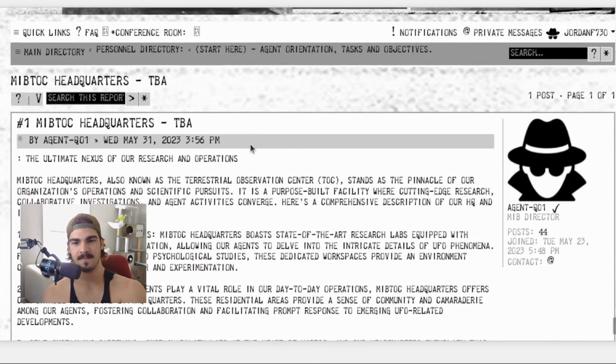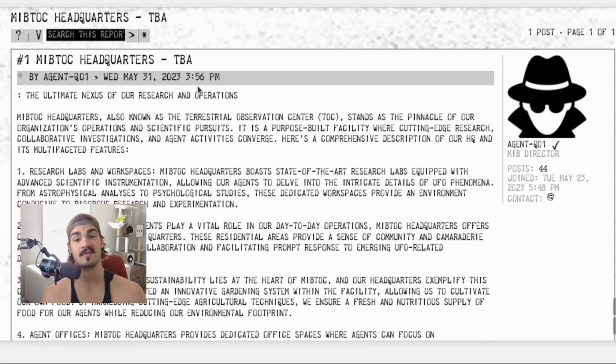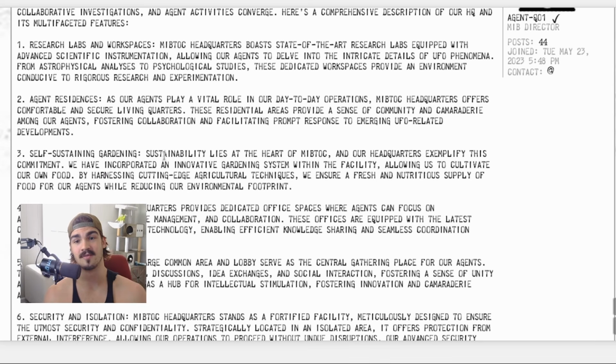Let's find out here. So number one, MIBTOC headquarters, TBA, the ultimate nexus of our research and operations. Headquarters, also known as the Terrestrial Observation Center, TOC, I guess that's where the name of the website comes from, stands as the pinnacle of our organization's operations and scientific pursuits. It is a purpose-built facility where cutting-edge research, collaborative investigations, and agent activities converge. Here's a comprehensive description of our HQ and its multifaceted features. Super interesting stuff here, guys.